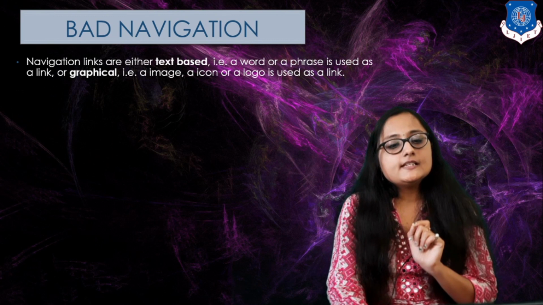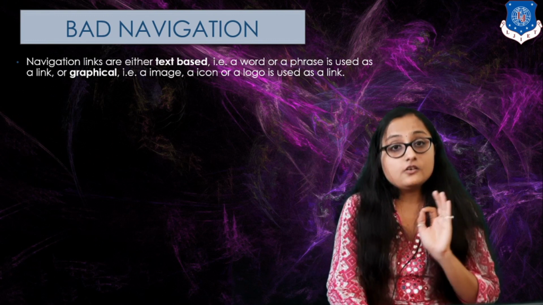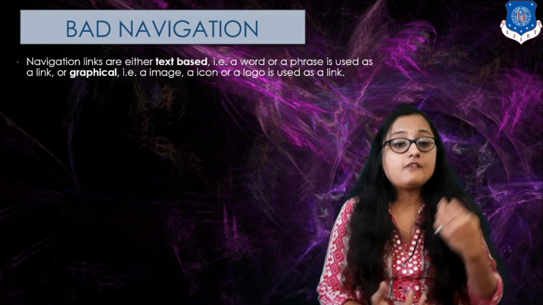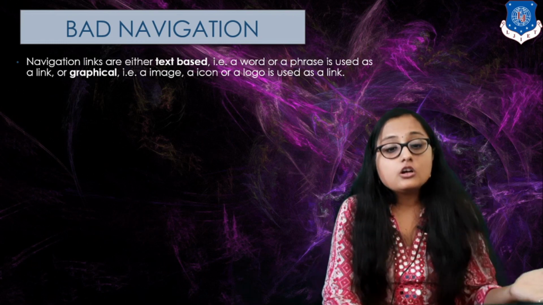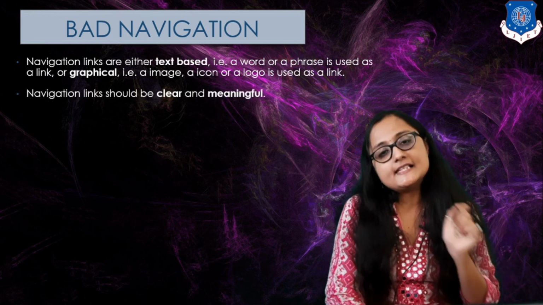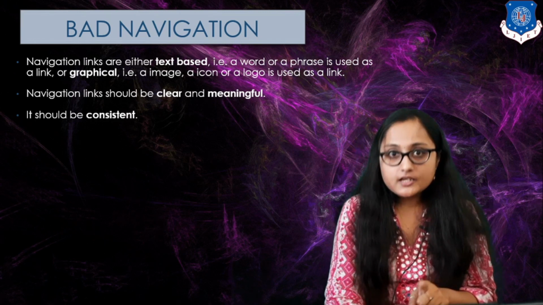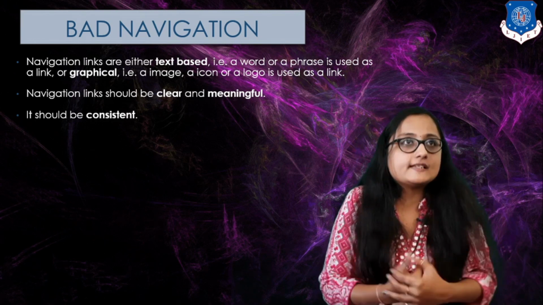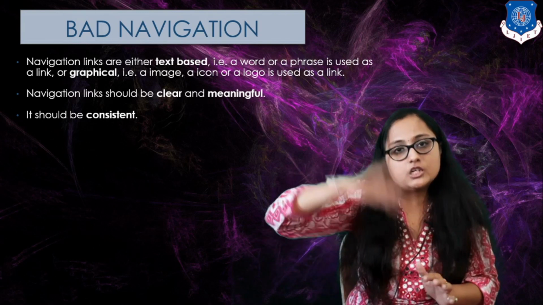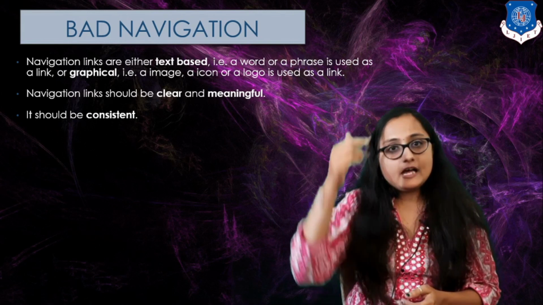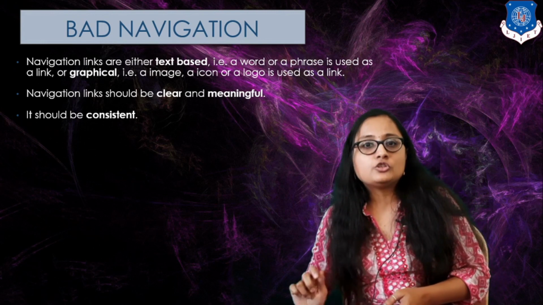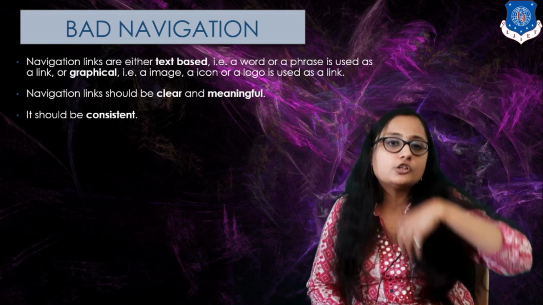Also, navigation links are either text based, that is, a word or a phrase is used as a link, or they are graphical, that is, you have an image, an icon or a logo that you can use as a link. Navigation links should be clear, precise and meaningful. They should be consistent. For example, if I have multiple web pages and all my web pages are vertically scrollable, right? If I am somewhere down the web page, at the bottom, I have a button back to top. If I click on that button, I am redirected to the top of the web page.